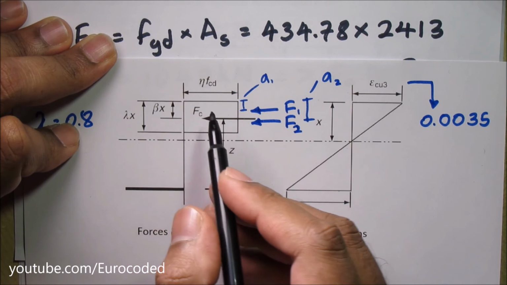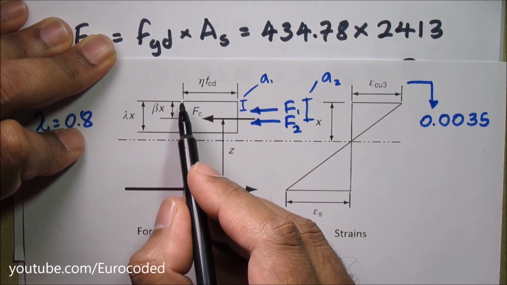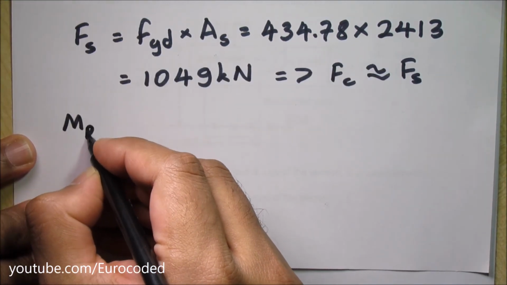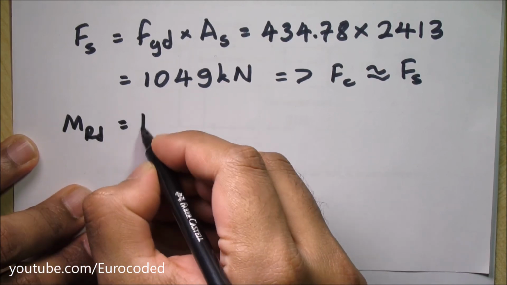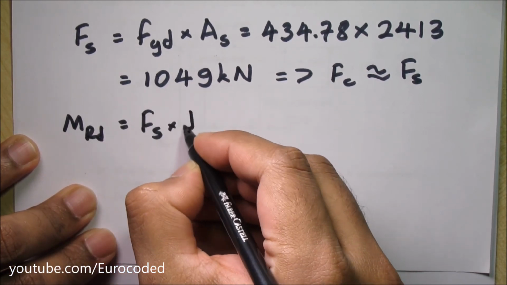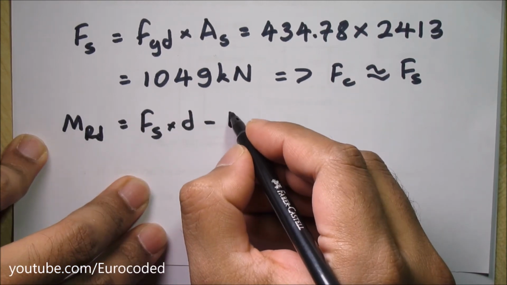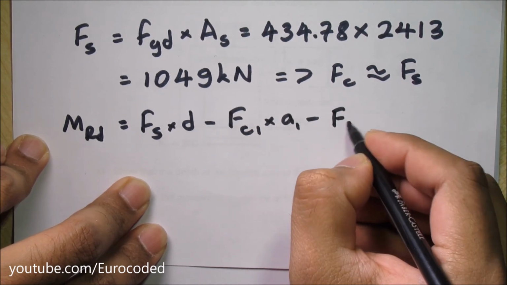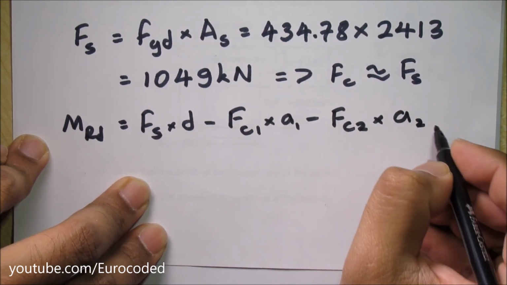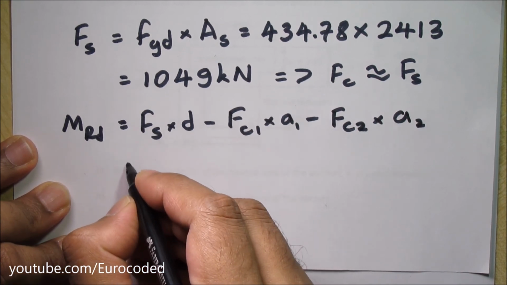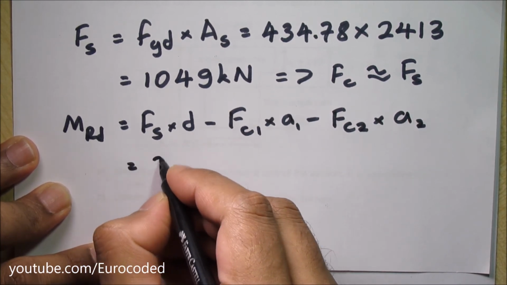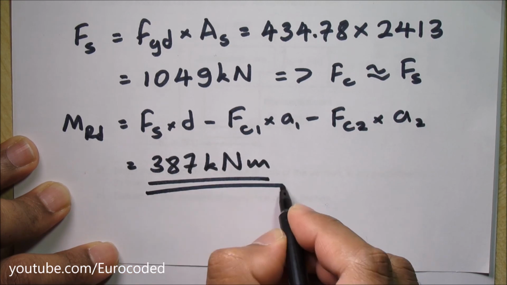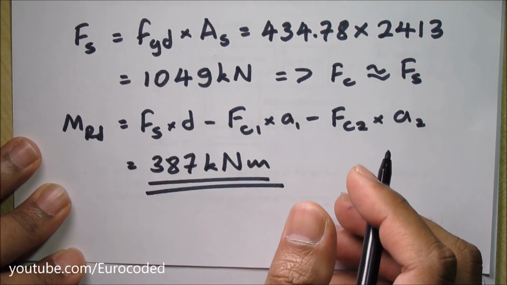For the second part, we can take moments about topmost fiber and calculate the moment of resistance. MRd is equal to Fs times d, which is effective depth, minus Fc1 times A1 minus Fc2 times A2. And if you plug in the numbers and calculate this value, MRd comes to 387 kilonewton meter. And we have completed both parts of the question.